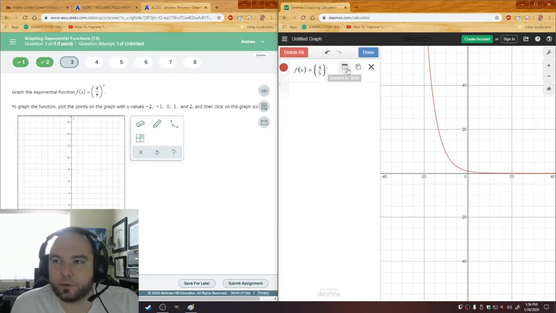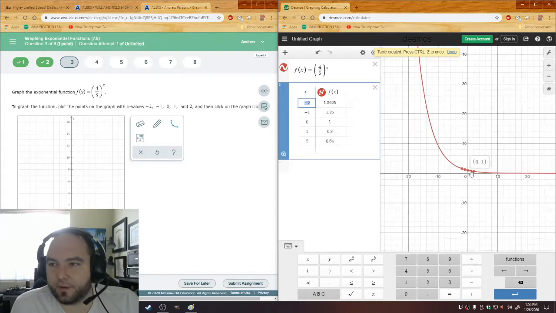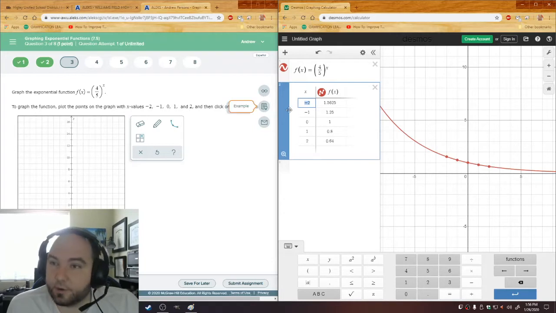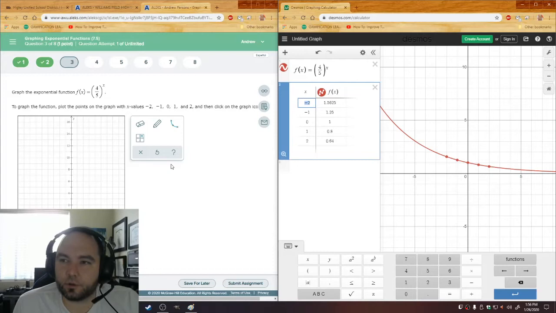If I make this into a table, it plots 5 dots on there, and the 5 dots happen to be exactly the 5 inputs they want. See, they want -2, -1, 0, 1, 2. Oh, look, that's right what's on the table. How convenient is that, right? So I'm going to plug those in.